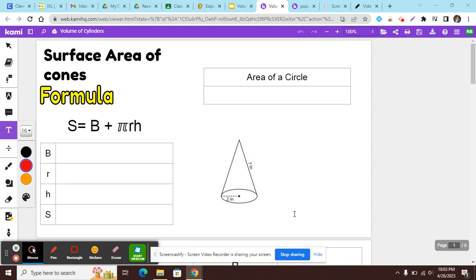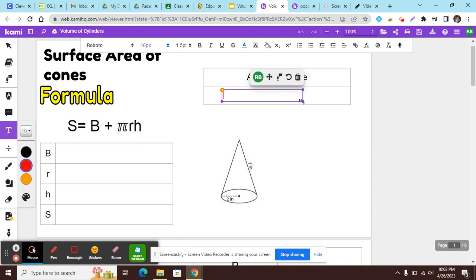All right, so today we're going to learn about the surface area and volume of cones. Here's the nice part: for surface area and volume of cones, there's really only one extra formula, and that's the area of the base. We already know that the area of the base is going to be pi times the radius squared.